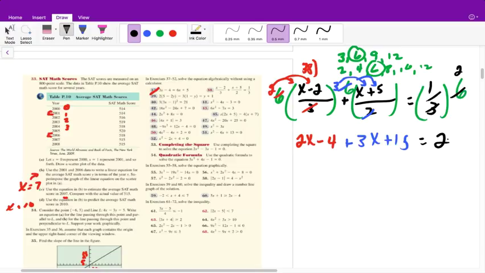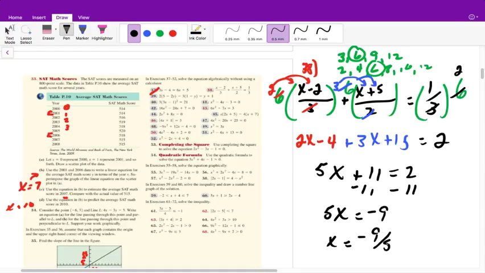So by doing my least common multiple, I get rid of all my fractions, and now this is just a linear equation that's easy to solve. 2x plus 3x is 5x. Negative 4 plus 15 is plus 11, is equal to 2. Subtract over the 11. 5x is equal to negative 9. x is then equal to negative 9 over 5. All right?